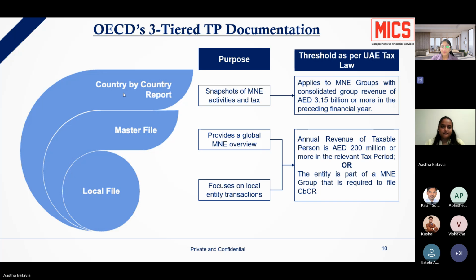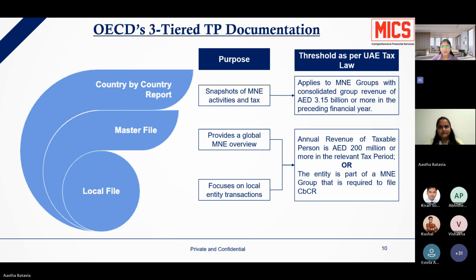And as a response, in the year 2015, the OECD, along with the G20, came up with the BEPS action plan. What is BEPS? BEPS is basically base erosion and profit shifting. The aim of these plans was to reduce the profit shifting and base erosion. One of the measures of the BEPS action plan was the OECD three-tiered TP documentation, which you can see in the present slide.